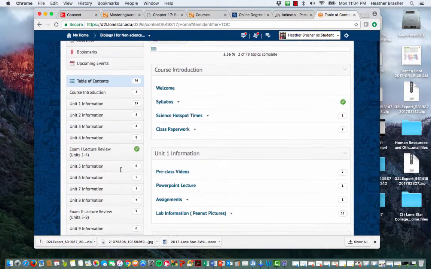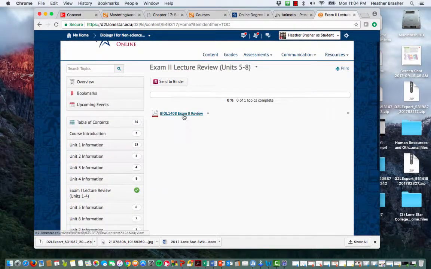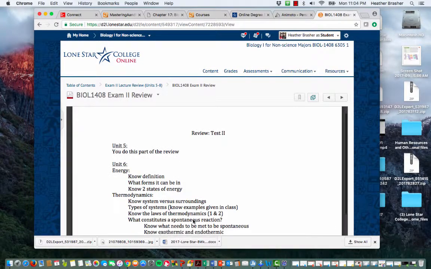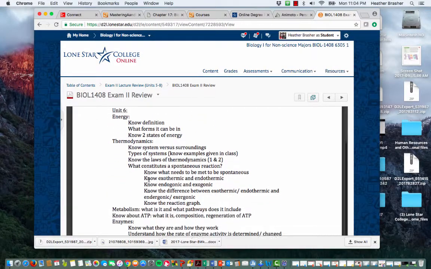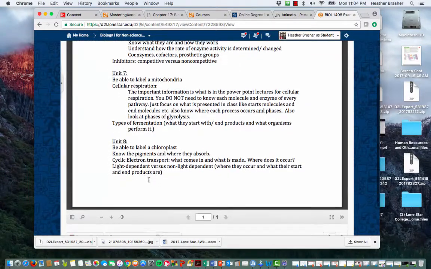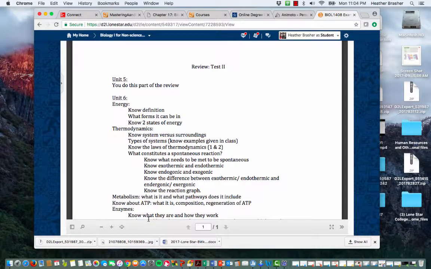Now you'll come down here and you'll notice under exam 2, there's another review, and you'll click on that. And you'll notice for this, it says Unit 5, you do this part of the review, and then as you go through, you'll notice the rest of it's kind of detailed. Not all of it, but in general. And this is where I'm getting you to try to learn how to make reviews. So Unit 5 is the first one. You have plenty of time to work on this over the 4 weeks that we're doing, or the 3 additional weeks that we're doing other material.